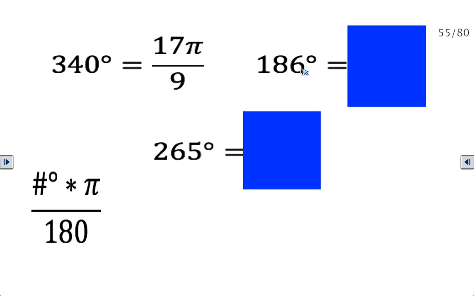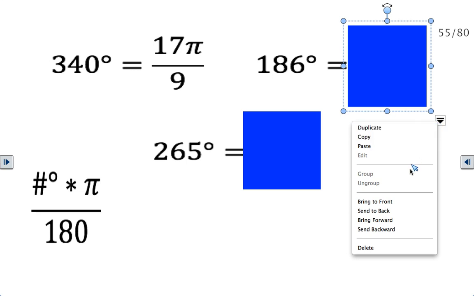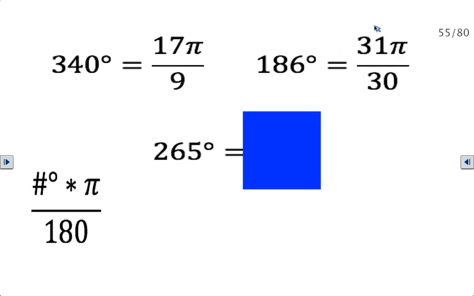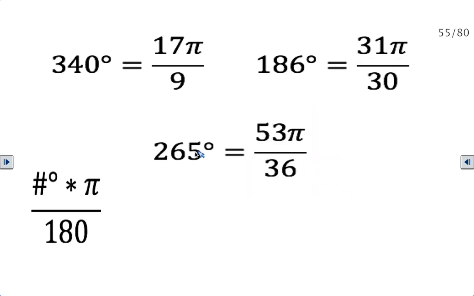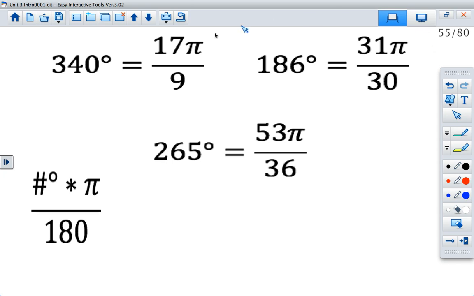Okay. If your angle was 186 degrees, again, just set up your fraction and then reduce it. So 186 divided by 180 reduces to 31/30. And then if your degree was 265, multiply it by pi, divide by 180, reduce your fraction. So 265 divided by 180 would be 53/36. Okay. Hopefully that's an easy question for you guys.